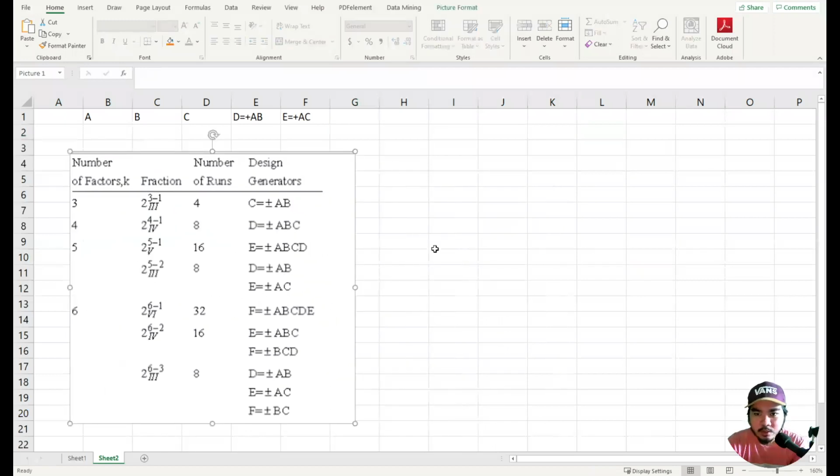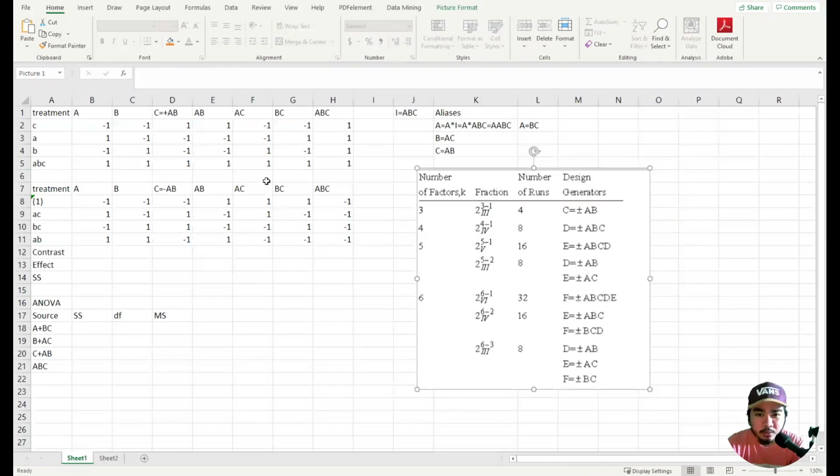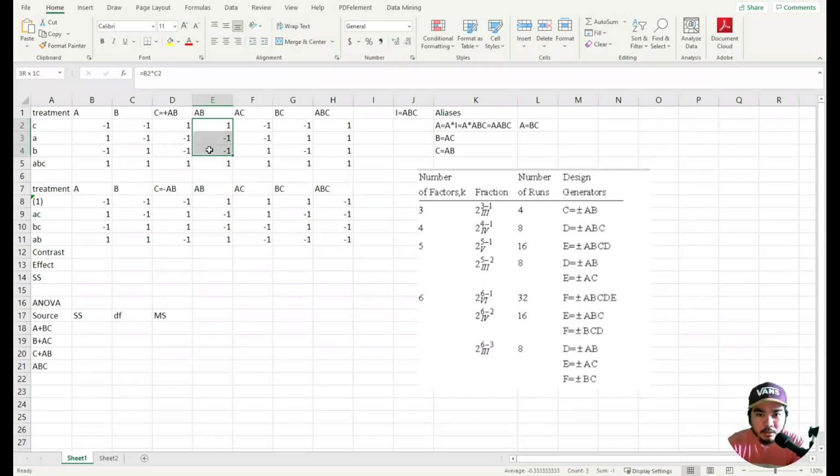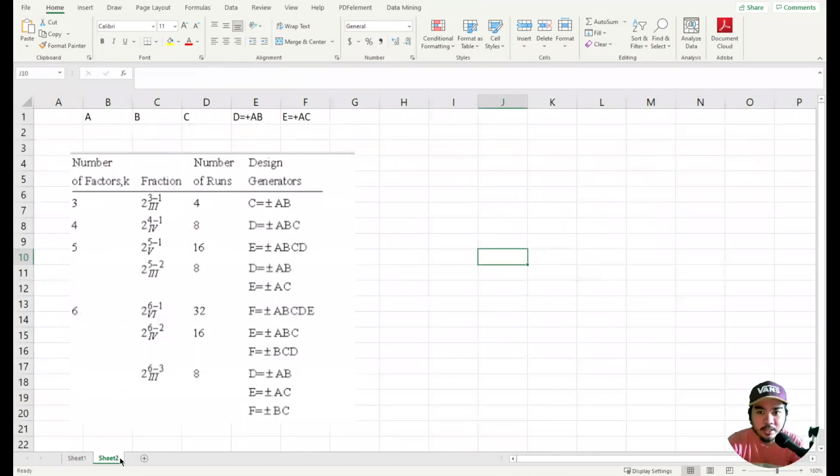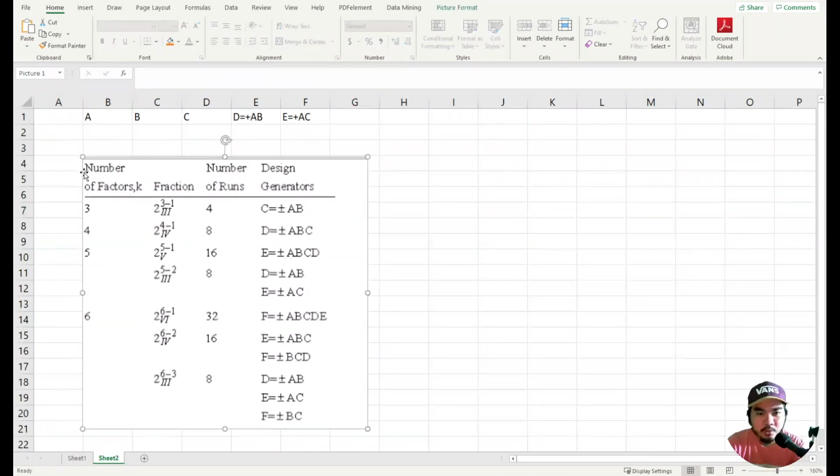So para ma-reduce natin, kasi actually redundant yung iba, no? If you notice, itong AB na to is just the same as this column, no? Tama? So pwede actually natin ma-reduce siya. And actually AC is equal to just the B column as well. Tapos si BC is equal to A column. Para ganyan, based on the aliases. No? So pwede mag-alias muna tayo para i-reduce natin yung number of columns na kailangan natin gawin.